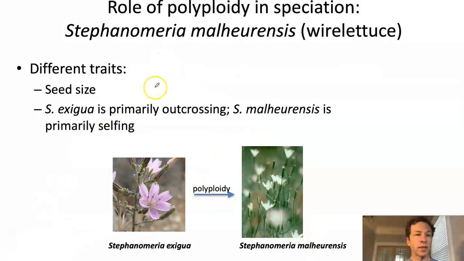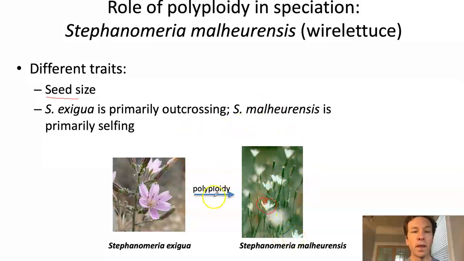Specifically for malheurensis, there's a change in seed size. And more importantly for our purposes, the flowers of S. exigua are primarily outcrossing. So they are large, they are attractive to pollinators. A change that co-occurs with the polyploidy for malheurensis is that these flowers are now primarily selfing. So they are smaller flowers, they are less showy, and they are more likely for pollen from their own stamen to fertilize their own ovules.